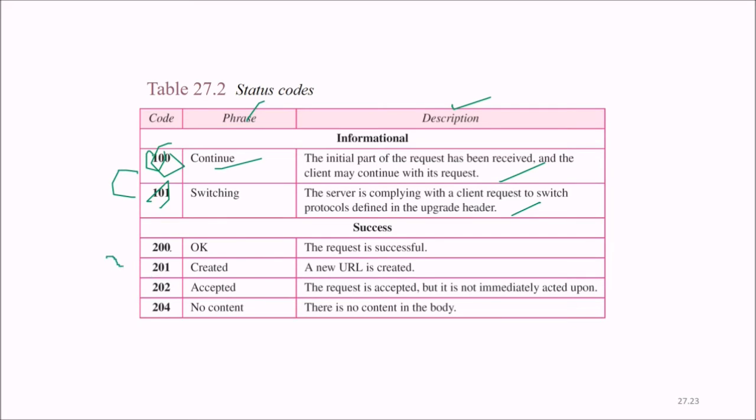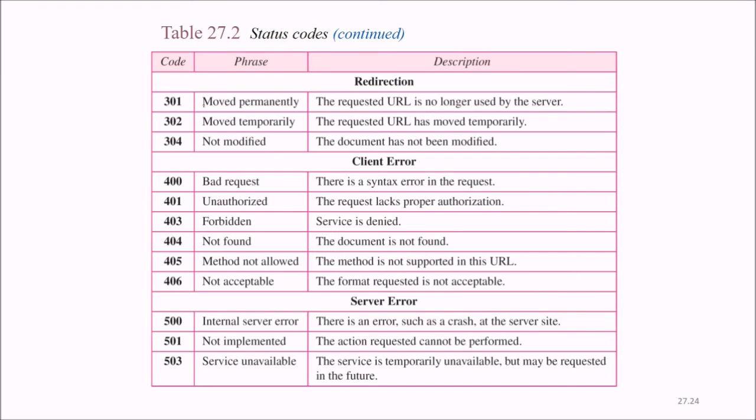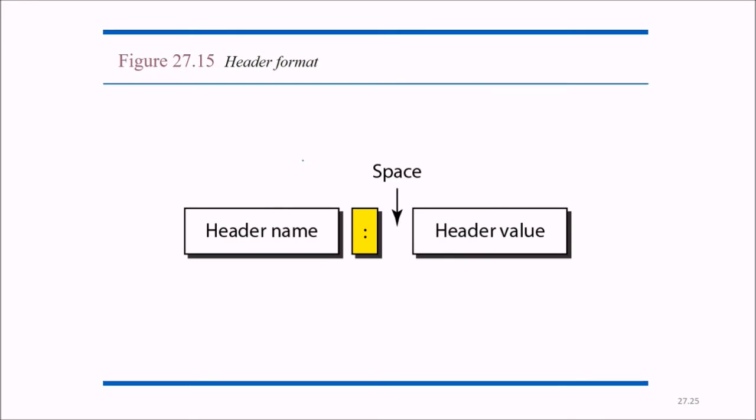Then a new URL is created. Accepted means the request is accepted, but it is not immediately acted upon. No content means there is no content in the body. All these are status codes. There are various status codes, and I hope you must have seen this 404 on your browser. That is, the document is not found, a 404 error. So all these errors you can easily see in your browser. There is also the code which says the service is temporarily unavailable and may be requested in the future. All these are available to you, and this is what HTTP does.